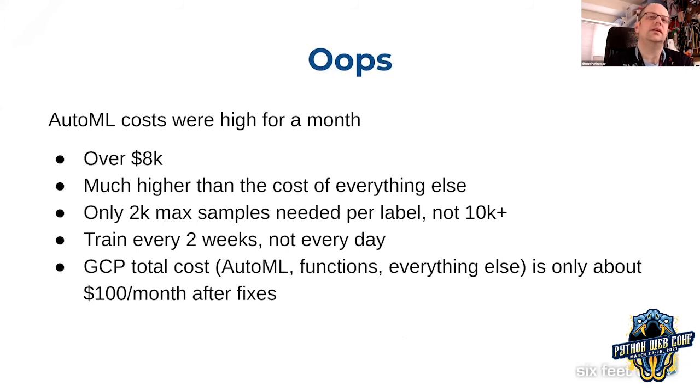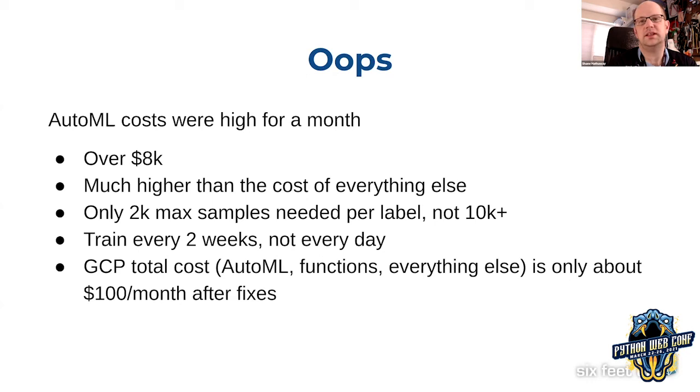So for a month, the AutoML costs were rather high. They were over $8,000, and they dwarfed anything else in the GCP costs. And we learned from that month that we should have been monitoring that. And we discovered that only about 2,000 samples were needed for each label. They had some forms where we had over 10,000 samples, and just no need for that. The number of samples affects the training time.